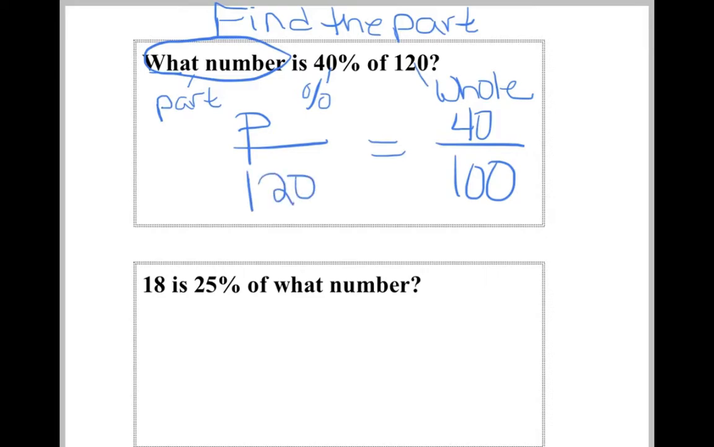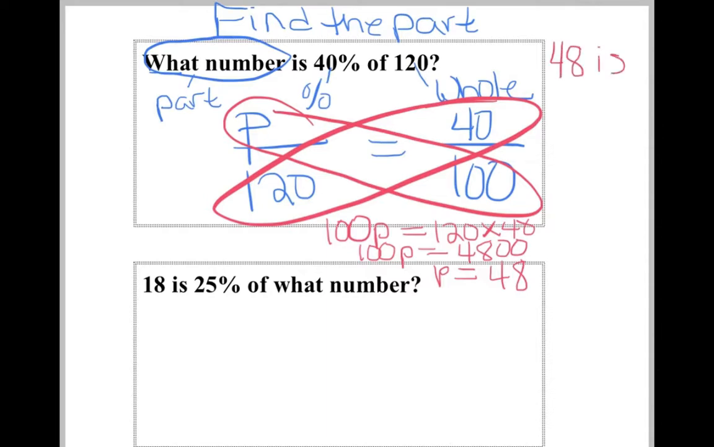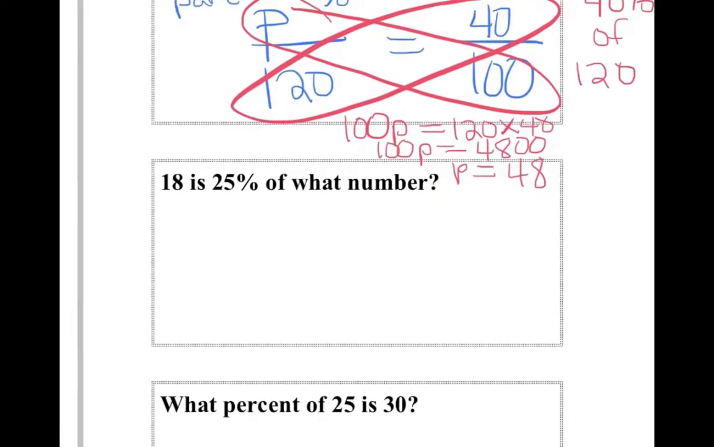Let's solve it using cross products are equal. We end up with 100p equals 120 times 40, and we end up with 100p equals 4800. p equals 48. That's our answer. So we could write this down: 48 is 40% of 120. That's true.